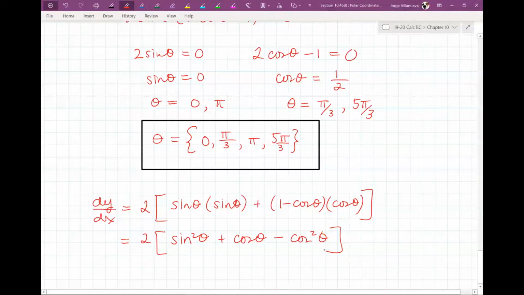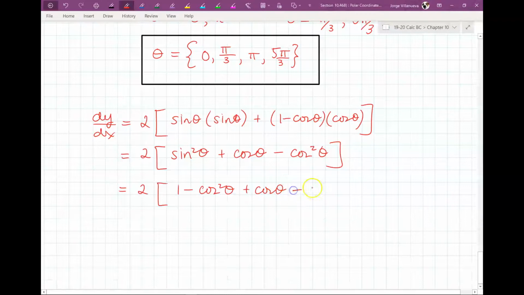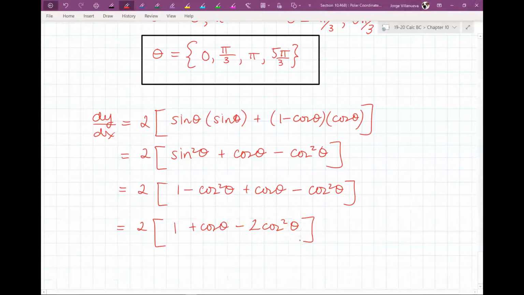Now I notice there are a lot more cosine thetas than sine thetas. So what I'm going to do is change sine squared theta into 1 minus cosine squared theta. I'm just going to use some identities here. So 1 minus cosine squared theta plus cosine theta minus cosine squared theta is 2 times, give me a second, 1 plus cosine theta minus 2 cosine squared theta. Okay? At this point, you guys would factor and solve.